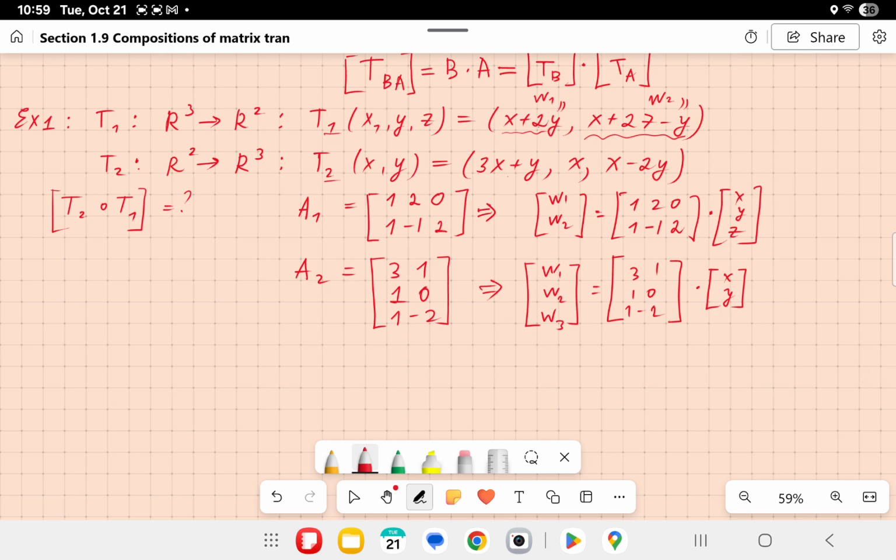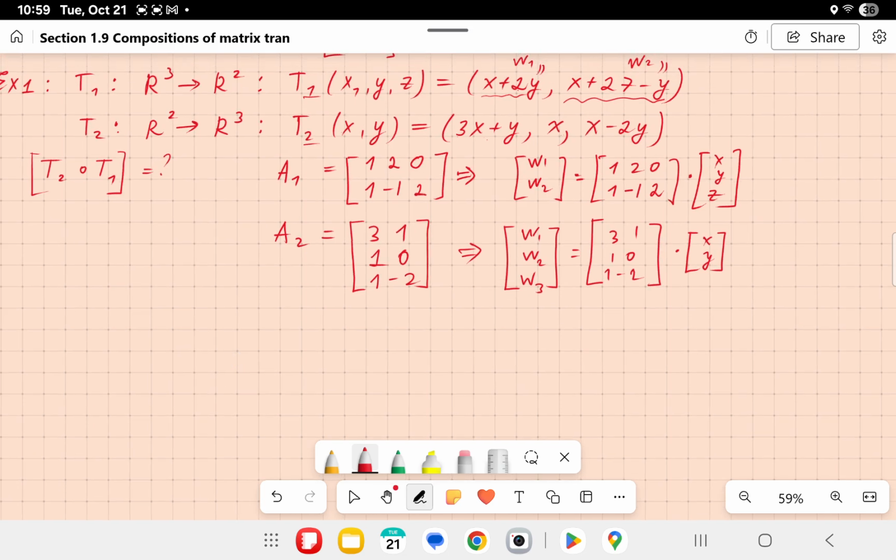So what we can do, according to our representation of the composition, to find the composition, you just need to find the product of these two matrices. Let's do it. Not supposed to be too difficult. Let's see how it's going to work.